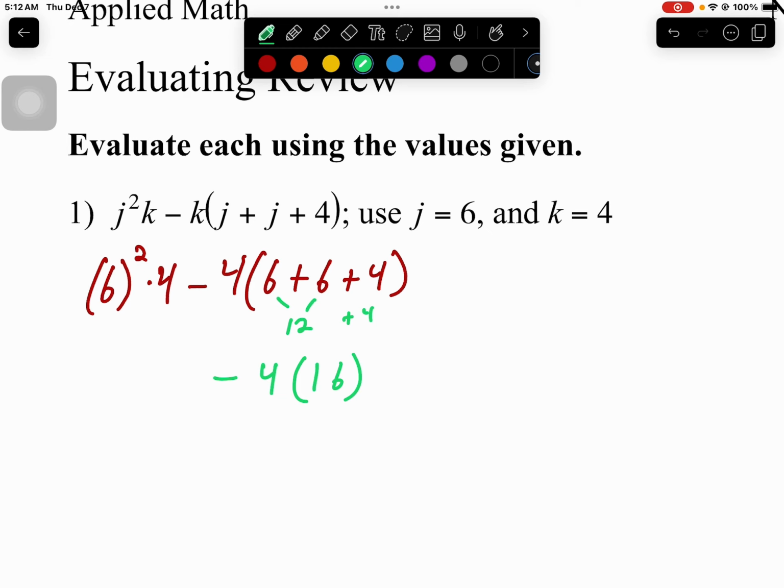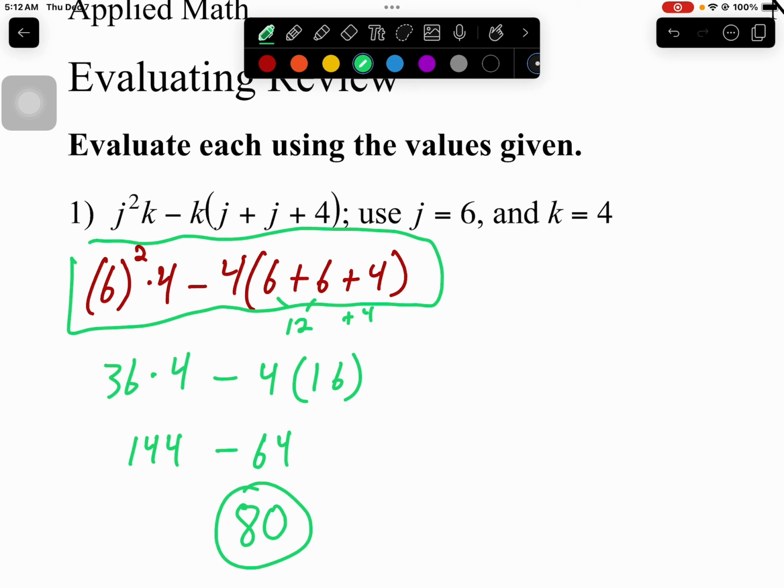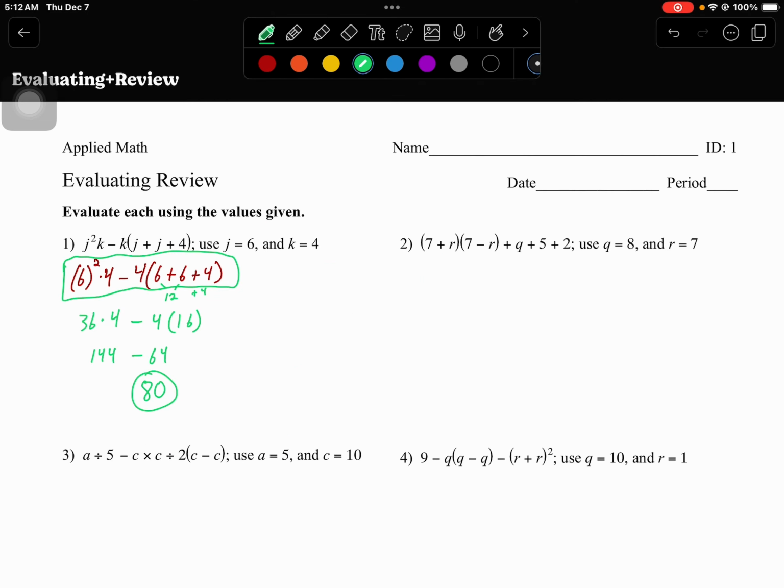Since we have a minus here, you can do the squared next. So 36, like 6 times 6. Then you do 36 times 4, which is 144. And then 4 times 16 is 64. So then you get 80. Okay, but again, once you plug this all in, you can do it on the calculator.